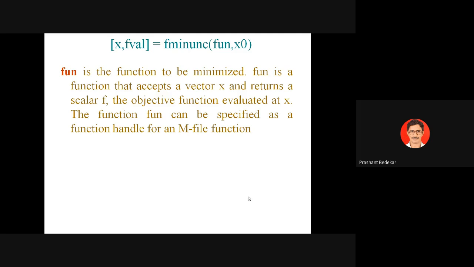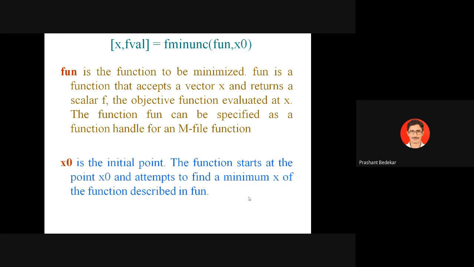And that is why I said that it would have been more effective had we been having an offline course. Anyway, x0 is the initial point. You have to give the starting point. The function starts at the point x0 and attempts to find a minimum x of the function. So you have to give a starting point. If you do not have any idea of the starting point to be given, it can be given as 0, 0. If it is a 3 variable function, it can be given as 0, 0, 0, and like that.